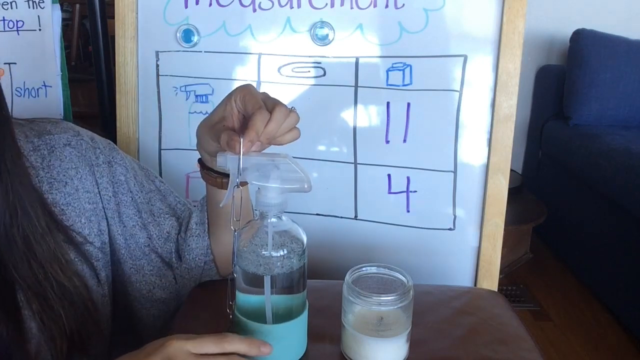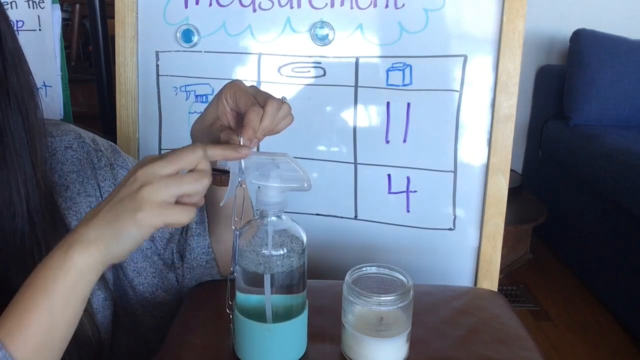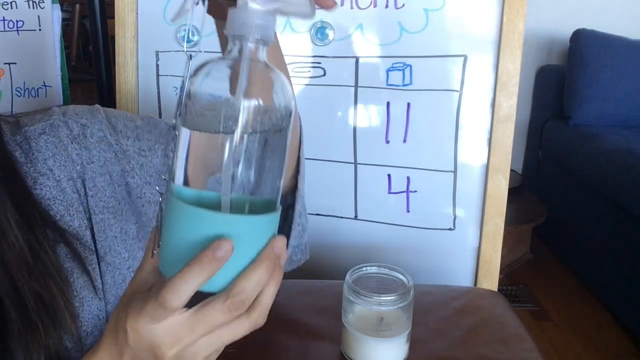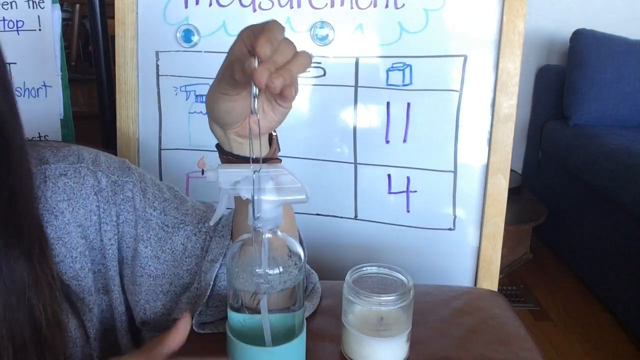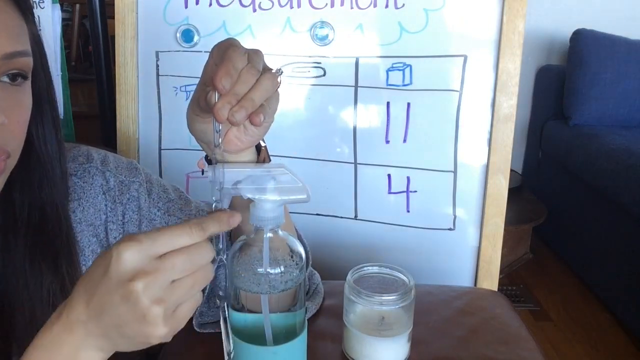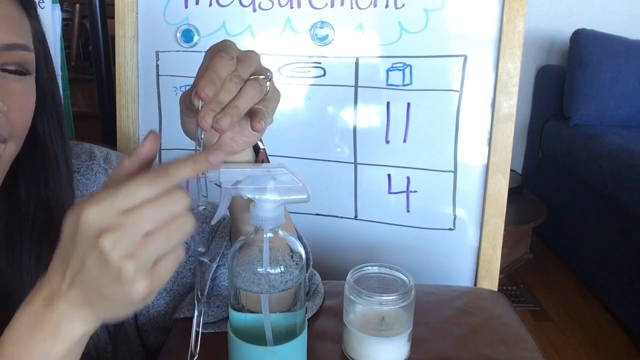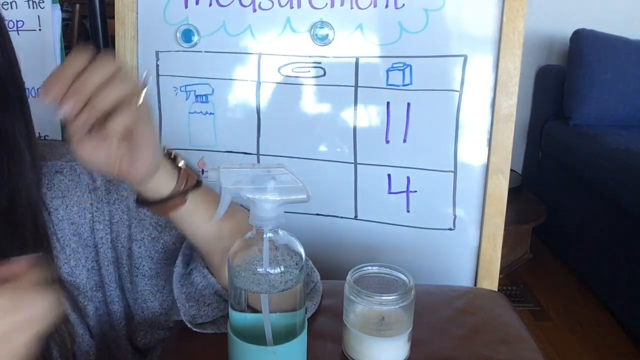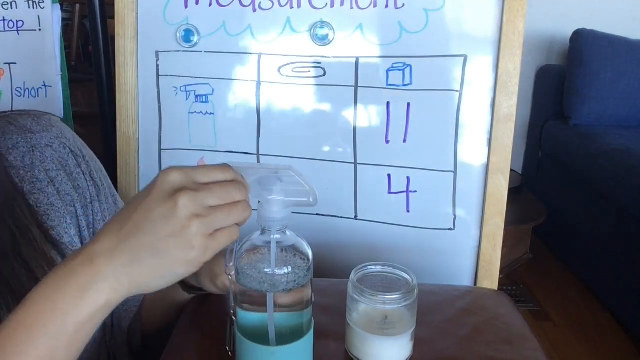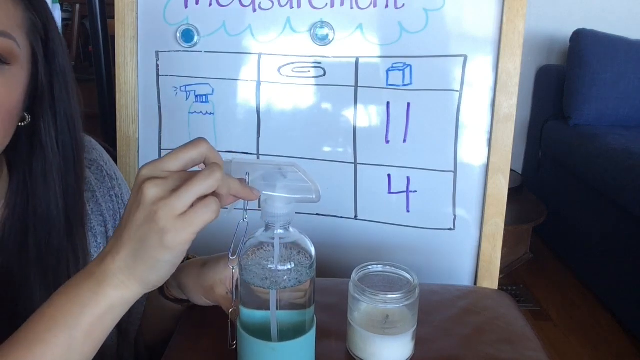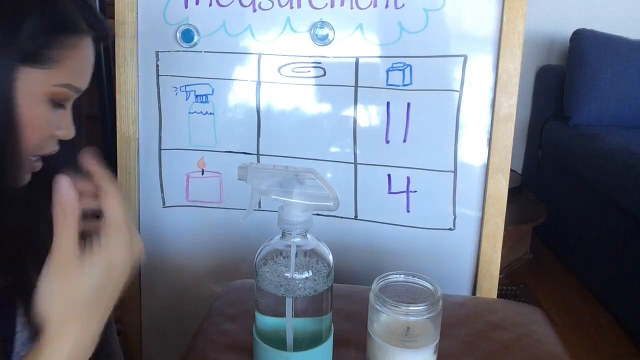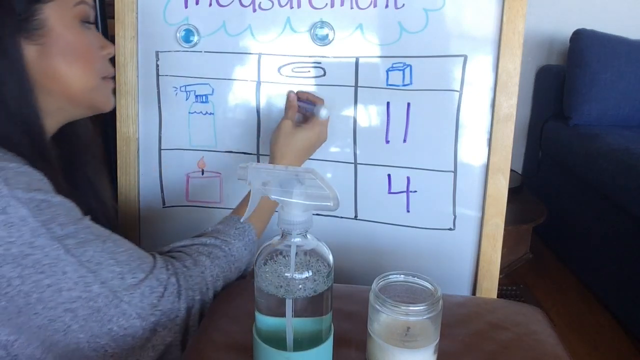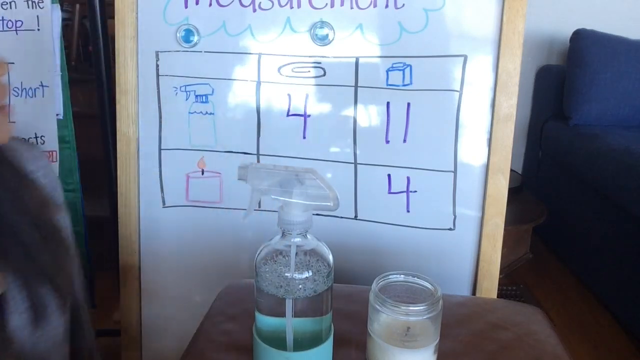That looks like it's about, let's see, what do you guys think? Yeah, maybe a half of the one. So it's 1, 2, 3, 4. I would say it's about 4 paper clips tall. Yeah, it's about 4 paper clips tall. So we're gonna write a 4 for our spray bottle. Ooh, we could have kept that 4 over there. Nice. So that's a 4.